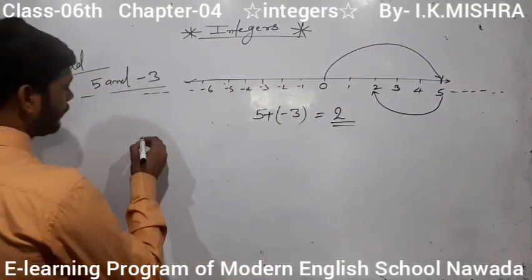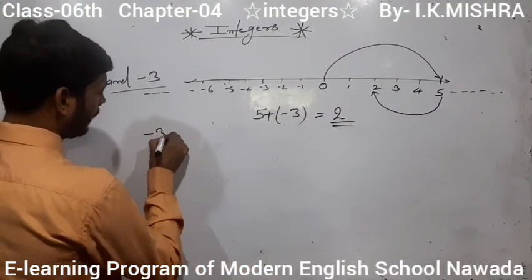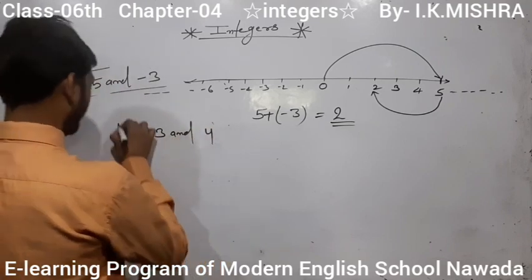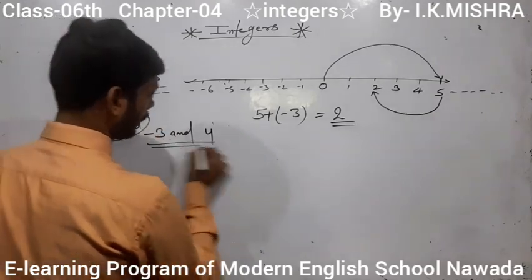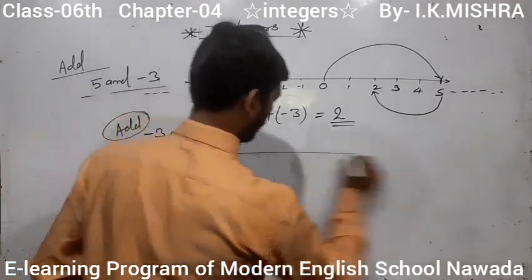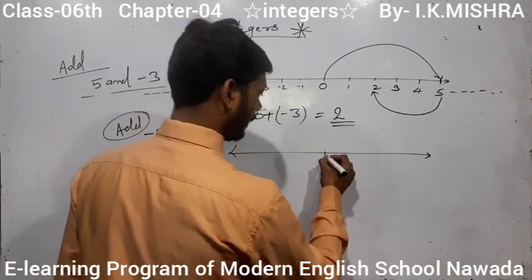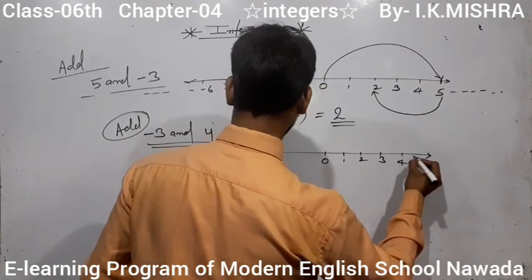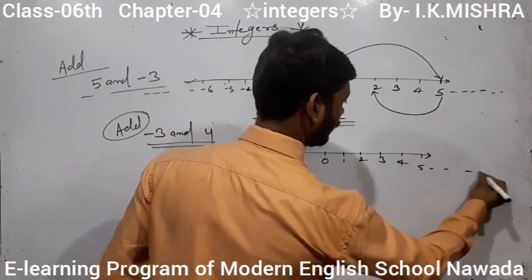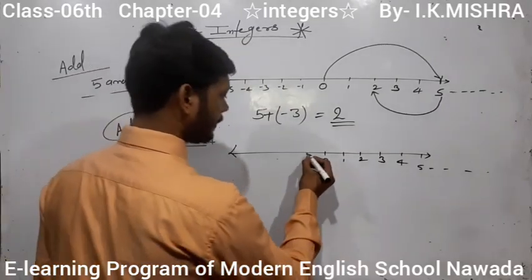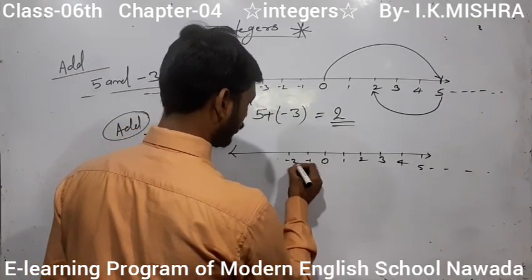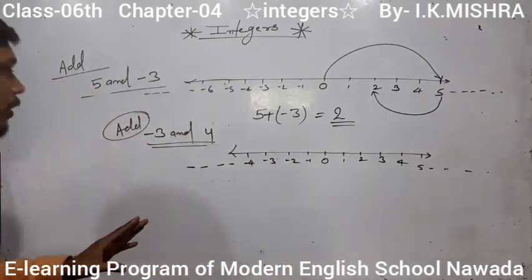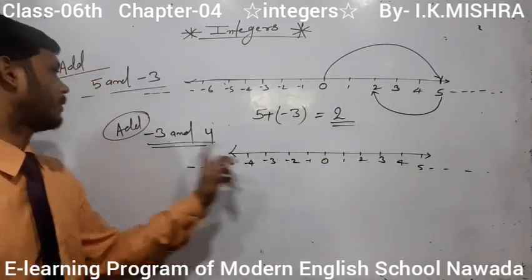Similarly students, when you have to add -3 and 4, first of all, draw a number line. Here 0, 1, 2, 3, 4, 5, and so on. Friends, here -1, -2, -3, -4 and so on. First of all, go from 0 to -3.